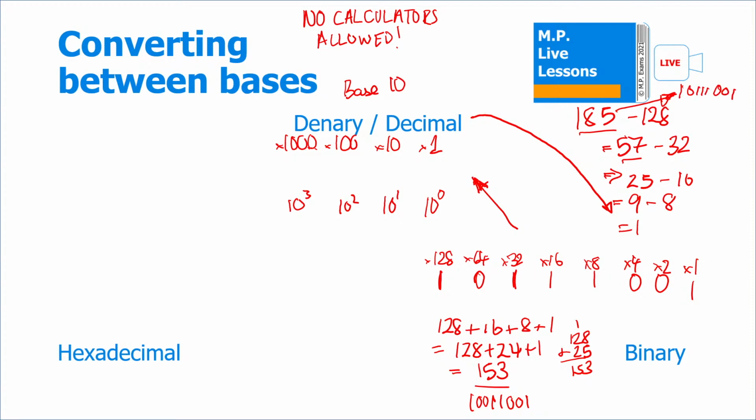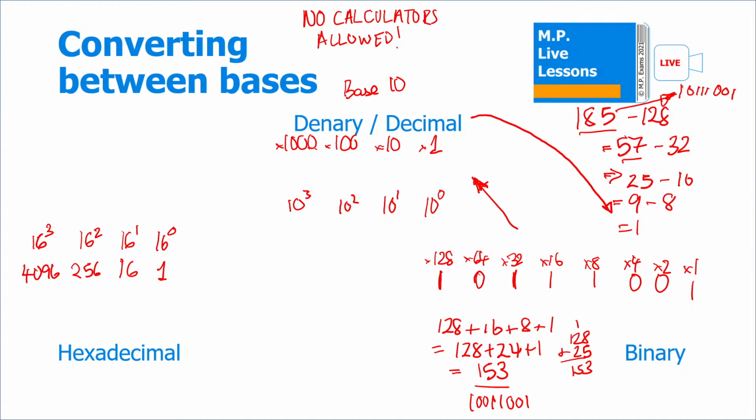Now, hexadecimal works in a similar way again. So at the right, your first column is just 1, which is 16 to the power of 0. Your next column is multiplied by 16, because it's 16 to the power of 1. Your next column is multiplied by 16 to the power of 2. This would be 256. And very rarely you'll be asked to have a fourth column, 16 to the power of 3, and that's multiplied by 4096.